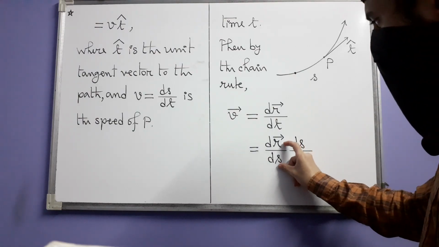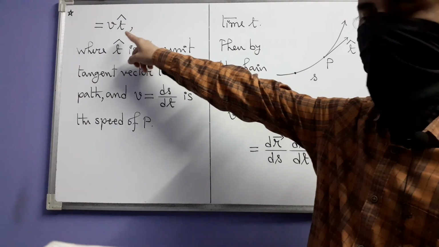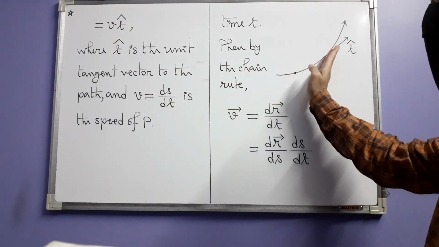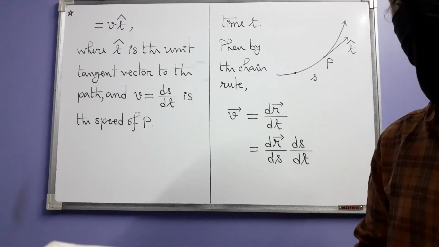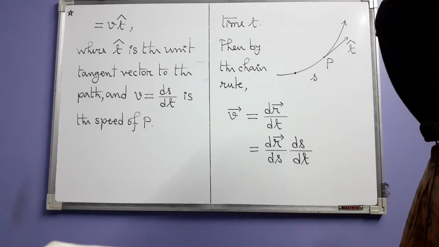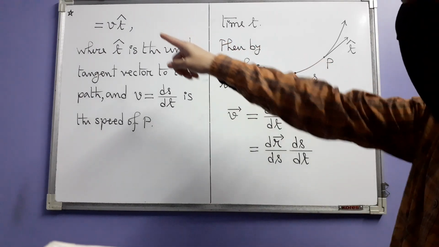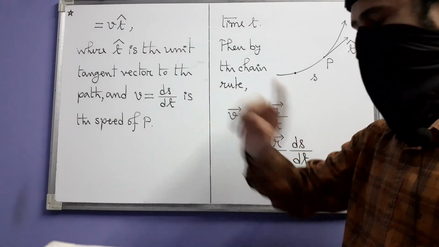Now you already recognize this derivative. This is nothing but your unit tangent vector t hat. That means this vector at this location where p is, tangent to the curve along which p is moving. And what is that v? That v is nothing but this derivative ds/dt, which is the speed of p.